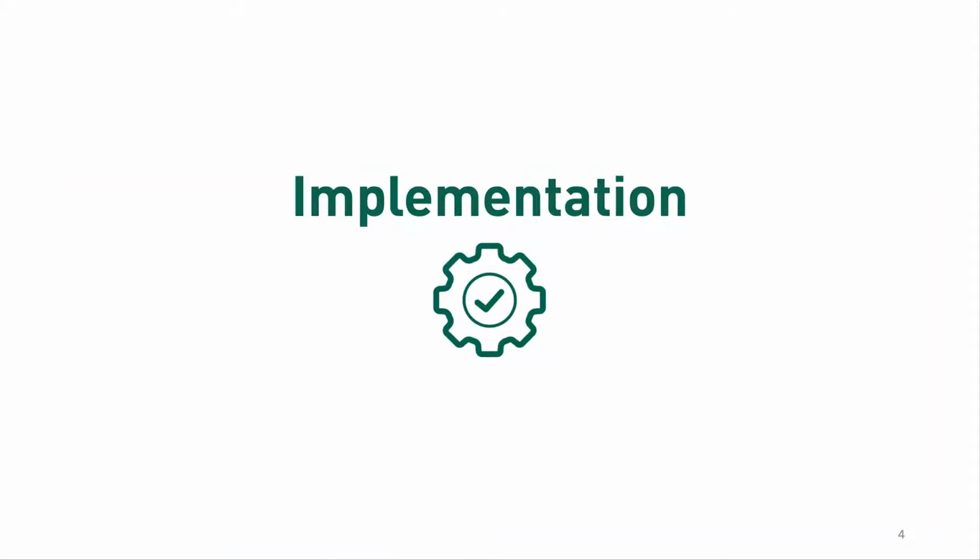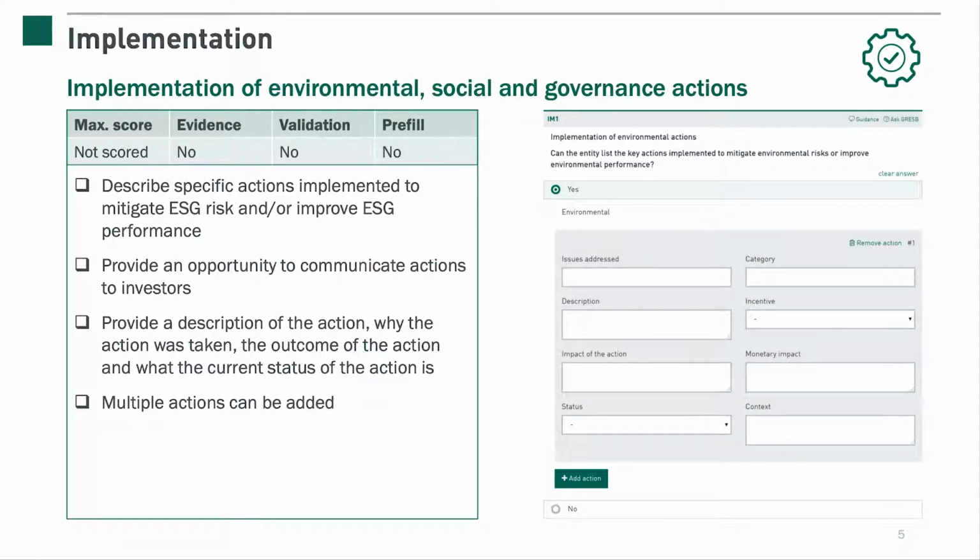Let's first review the aspect Implementation. The intent of this aspect is to provide an opportunity to communicate actions to investors about actions implemented to mitigate ESG risk and/or improve ESG performance. The indicators within the aspect are divided between environmental, social, and governance actions, but each follows the same format. We will use IM1 covering environmental actions as the example here.